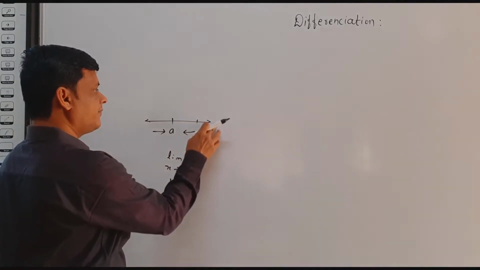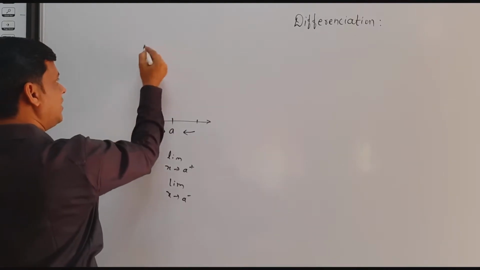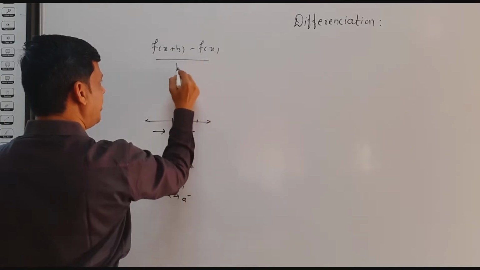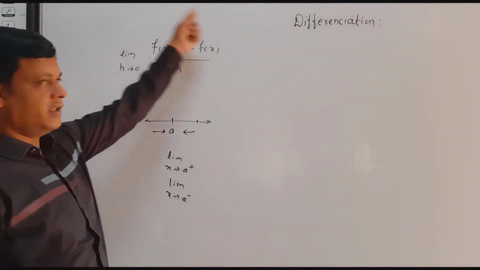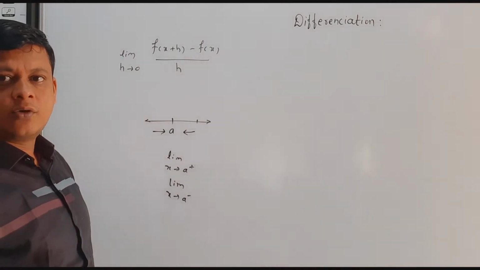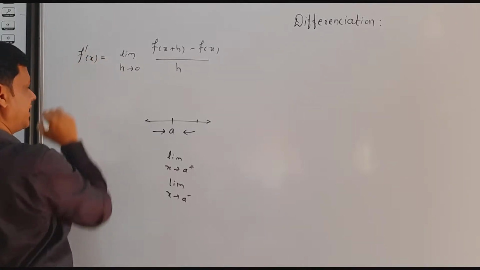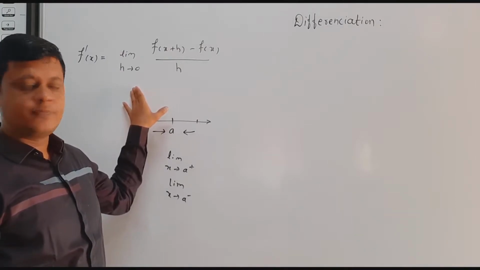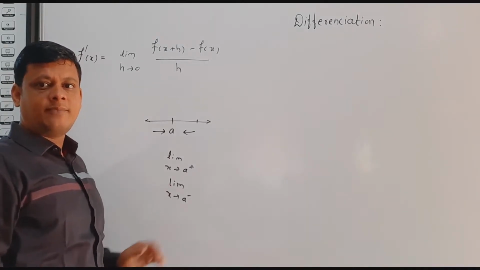Now when we find the limit of function f of x with the help of this formula, f of x plus h minus f of x upon h, limit h tends to 0, then this limit, if it exists, is called the derivative of function f with respect to x, and this derivative is denoted by f dash of x. This formula is called first principle derivative. So using this we find the derivative of all types of functions.